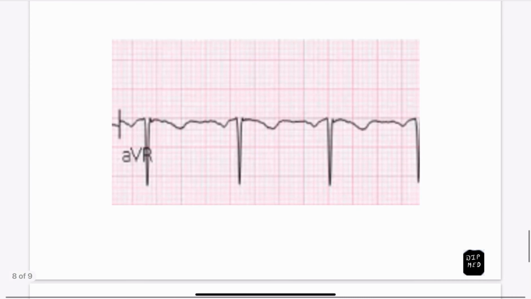But remember, before looking at these leads, always look at lead AVR. Lead AVR views the heart from the right side, but since the electrical signals move to the left, the QRS complexes are always negatively deflected in lead AVR. So if there is positive deflection of the QRS complex in lead AVR, then it might suggest wrong placement of EKG leads.